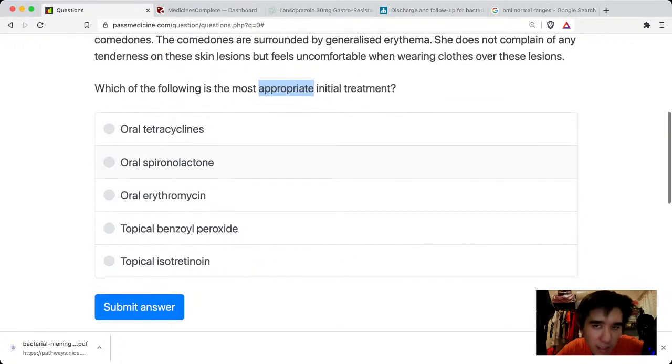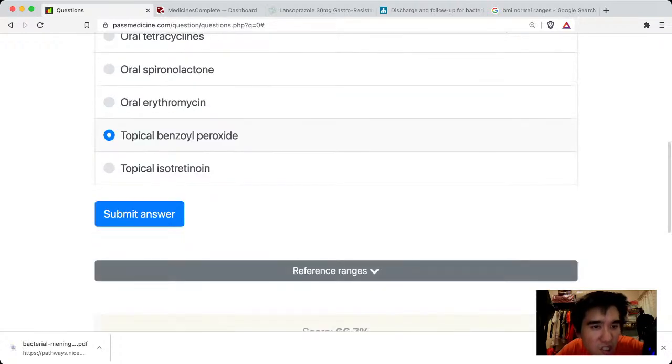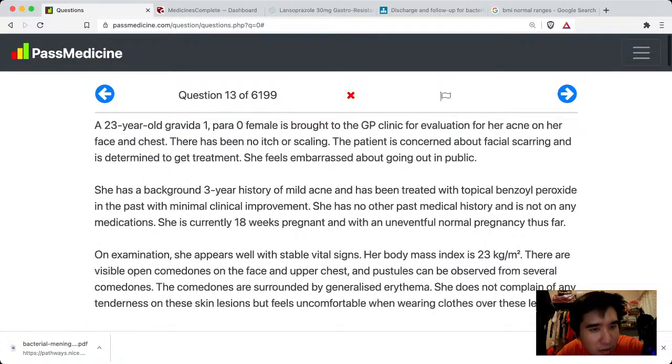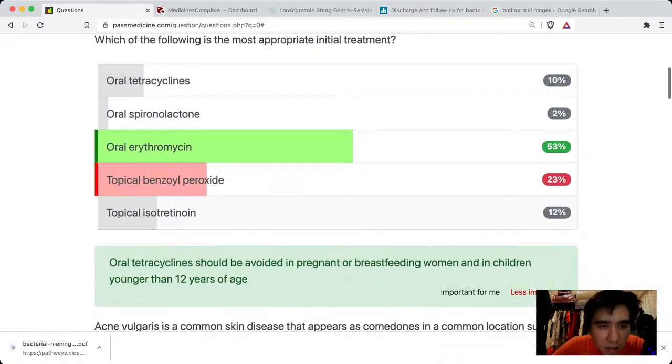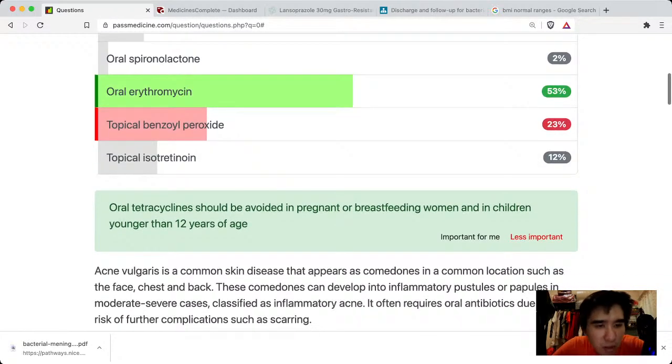I'm going to say tetracycline, but she's pregnant. Is it safe to use tetracyclines? On the safe side, just go for benzoyl peroxide, but I think I might be wrong. Yeah. The correct answer is erythromycin. Oral tetracycline should be avoided in pregnant and breastfeeding women and in children younger than 12 years of age.